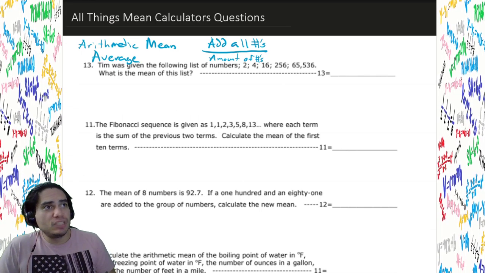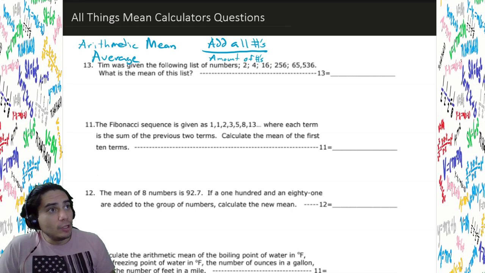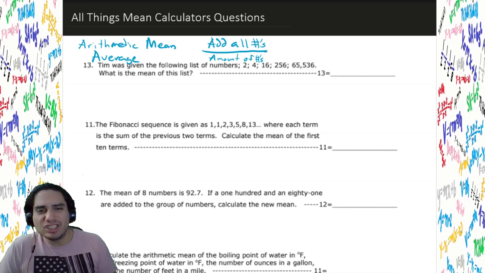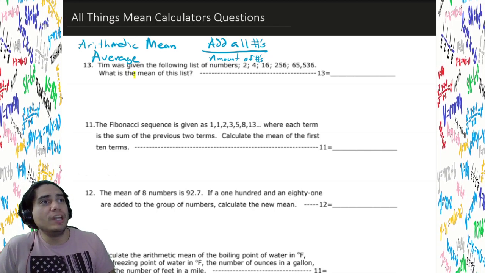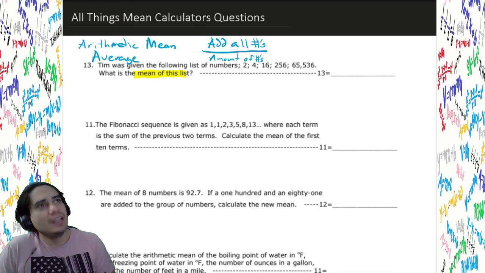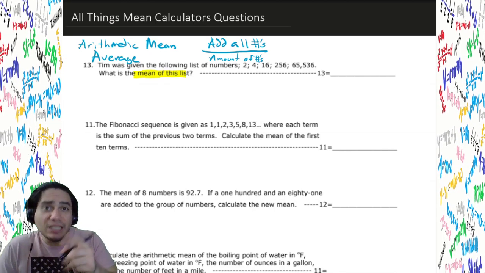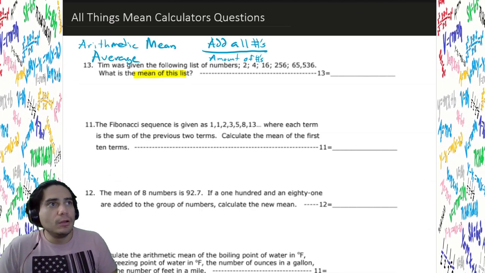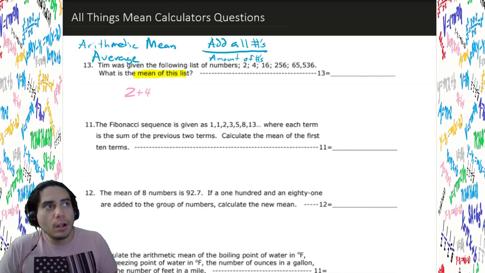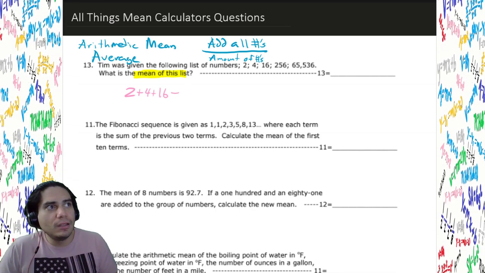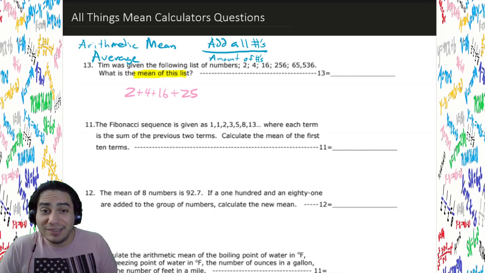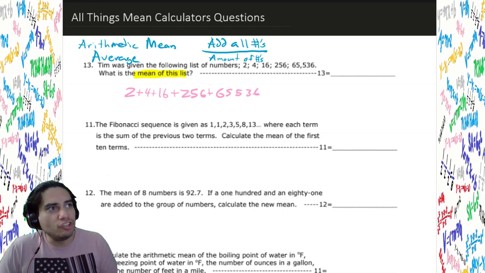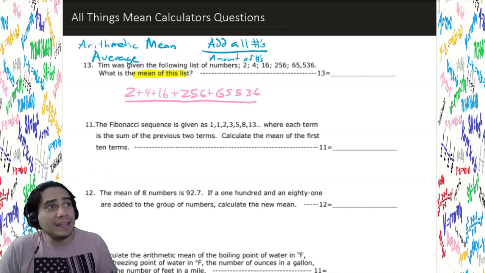Alright, so we're looking at this problem. Tim was given the following list of numbers. We got 2, we got 4, we got 16, 256, and 65,536. What is the mean of this list? Ladies and gentlemen, when they ask for the mean, by itself, just the mean, we're going to go ahead and add all the numbers, like 2 plus 4 plus 16 plus 256 plus 65,536. And then we're going to divide by the amount of numbers.